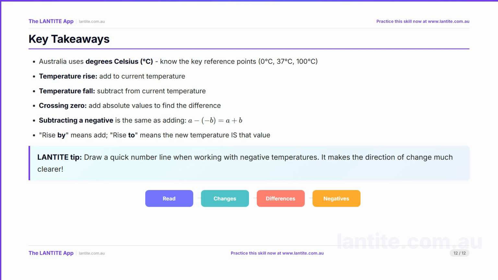My top LANTITE tip for temperature questions is to draw a quick number line on your working paper. It makes negative temperature calculations much easier to visualize. Good luck!